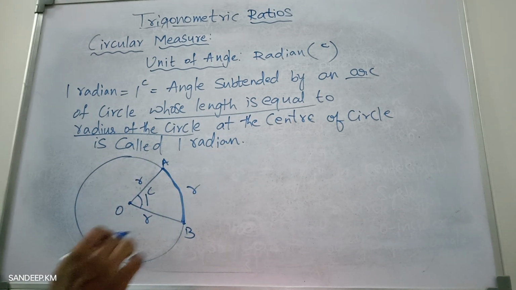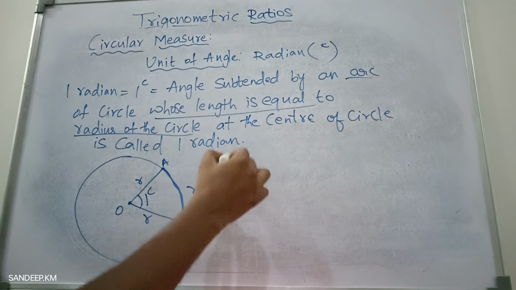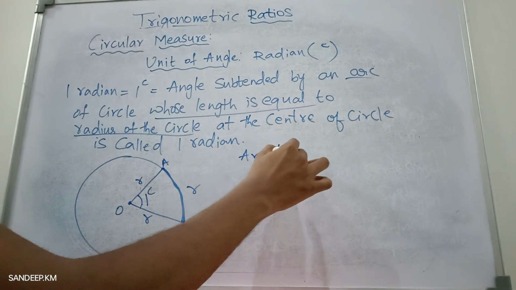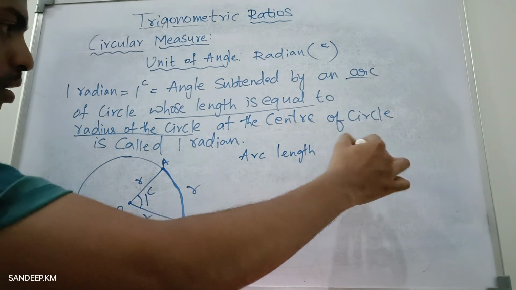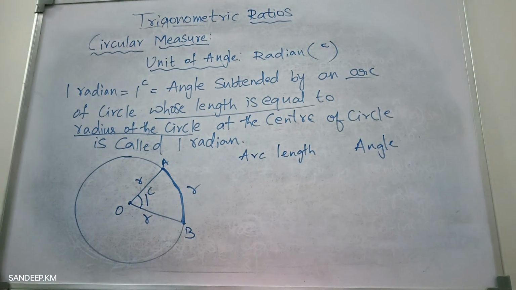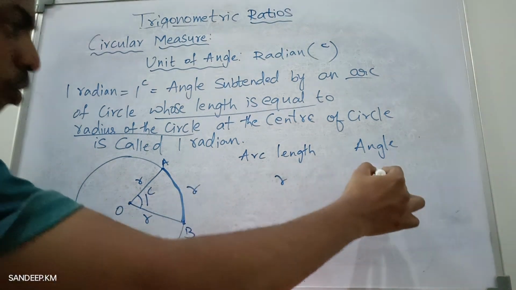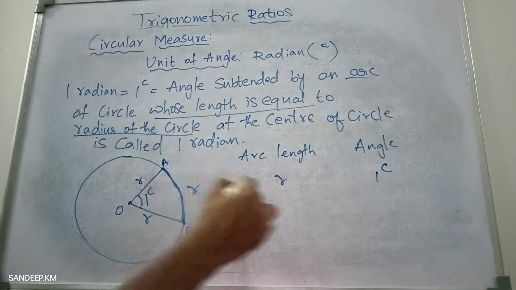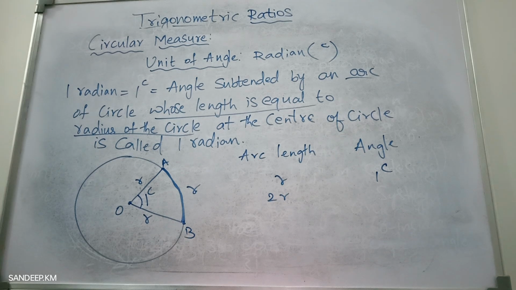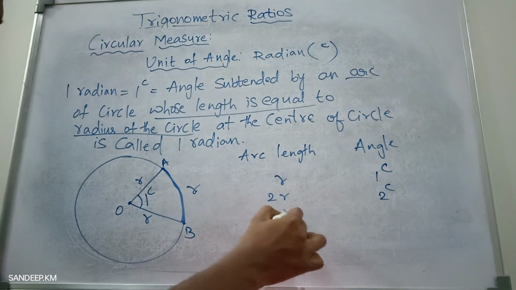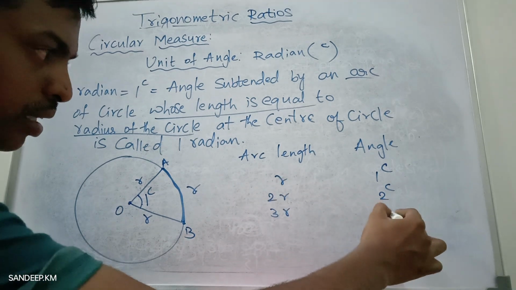Now, to understand things better, let me consider arc length and angle subtended. If the arc length is 1r, then the angle subtended is 1 radian. If the arc length is 2r, then the angle subtended will be what? 2 radians. If the arc length is 3r, then the angle subtended is 3 radians.